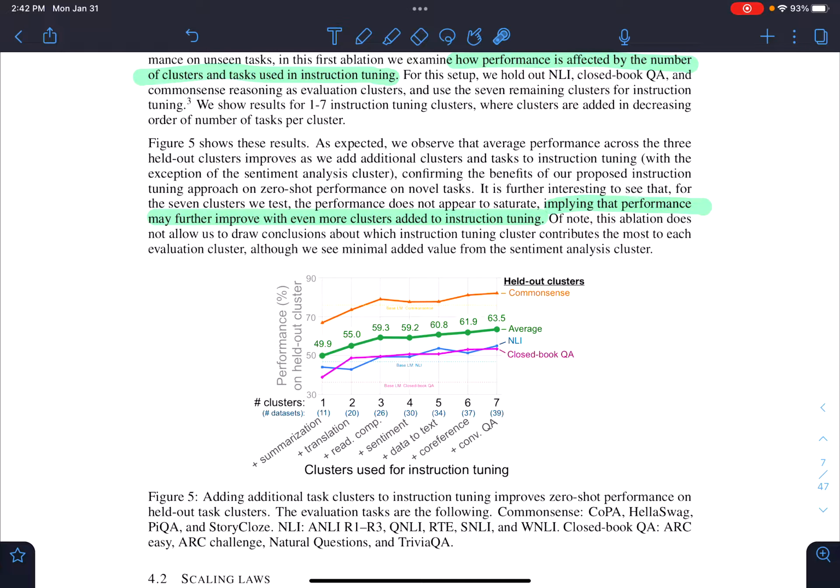They studied what happens if we slowly increase the number of clusters. In the first one they have just the summarization task, second they added translation, so they increased the clusters one by one and then fine-tuned it. It's consistently increasing, which implies that performance may improve with even more clusters added to instruction tuning.